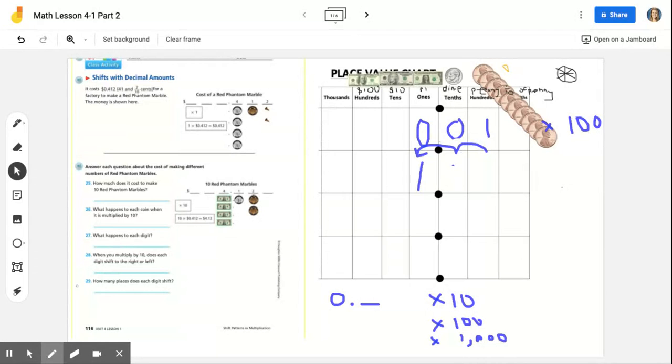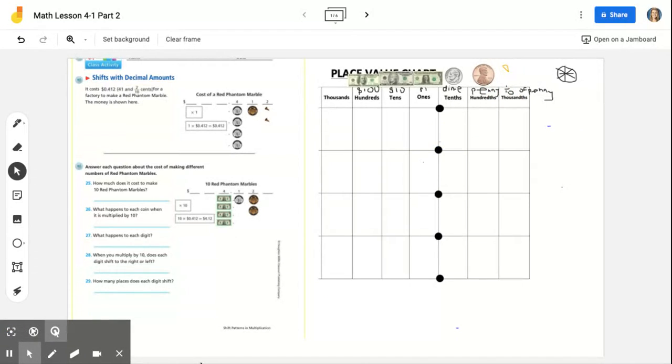Let's get into our activity book now. So go ahead and erase. Okay, open up your activity book to page 116. 116, and keep your place value chart out because we're going to be using it to solve all these problems. So page 116, do you have it open and ready with me? Great, let's take a look at the heading. It says shifts with decimal amounts. Do you see that heading?